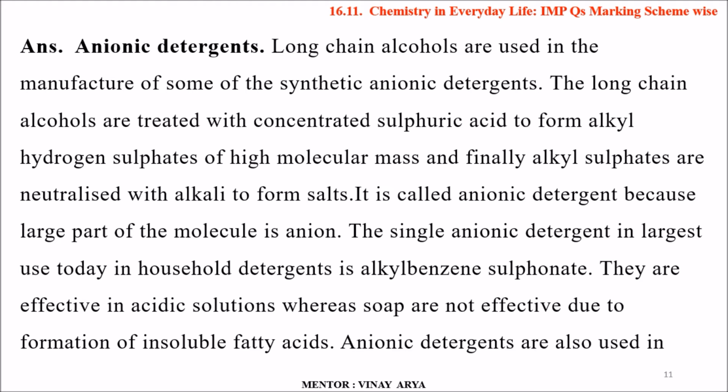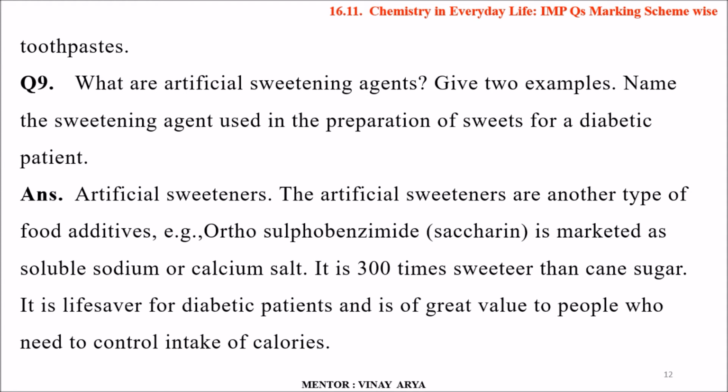It's called an anionic detergent because a large part of the molecule is anionic. The simple anionic detergent most largely used today in household detergents is alkyl benzene sulfonate. They are effective in acidic solution, whereas soaps are not effective due to the formation of insoluble fatty acids. Anionic detergents are also used in toothpaste.